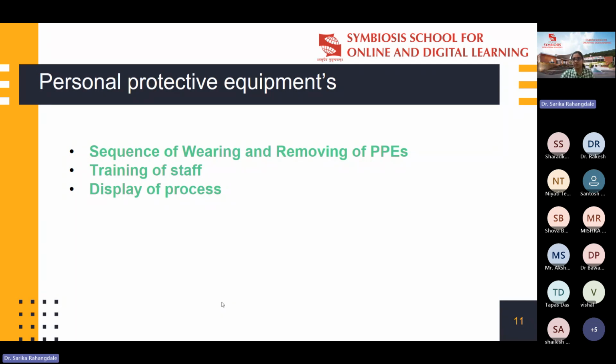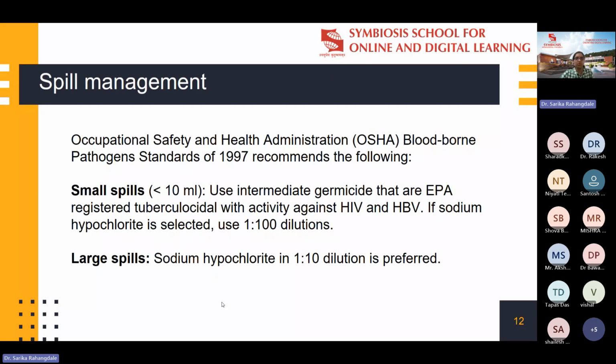Next is spill management. In spill management, there are small and large spills. So in your hospital, you have to look at the infection control manual to see up to what quantity a spill is considered small in your hospital, and what is considered a large spill. You have to ask your hospital whether any guidelines are available regarding spill management, how it is to be managed. You will ask about it and note it down in your logbook to record.